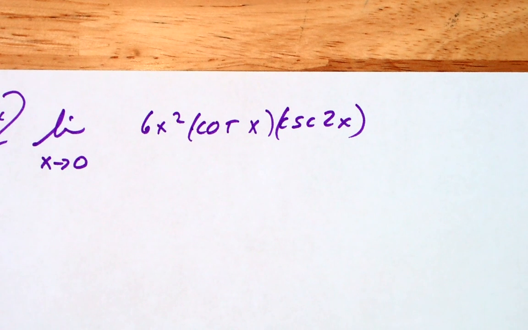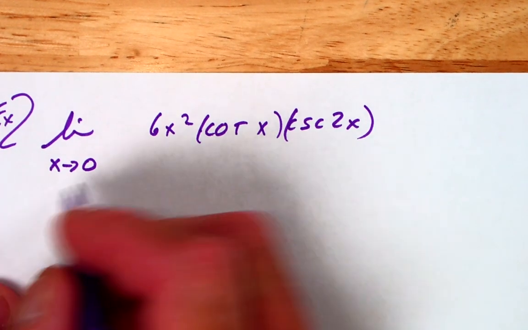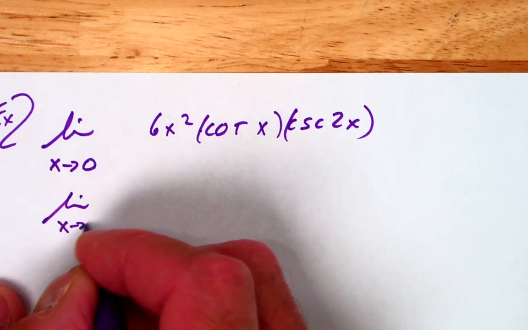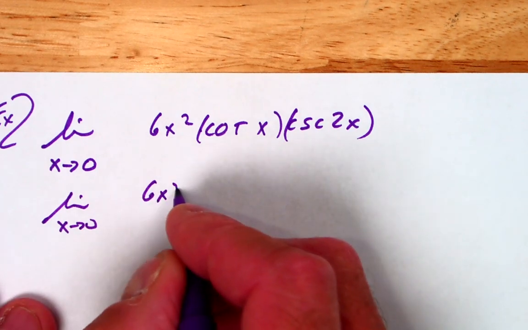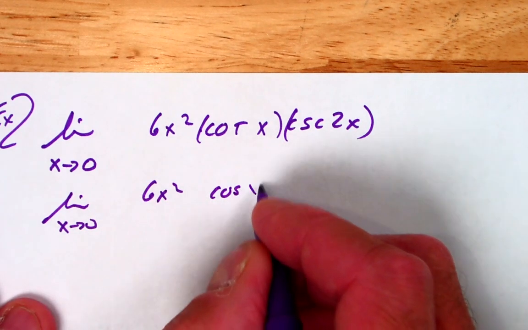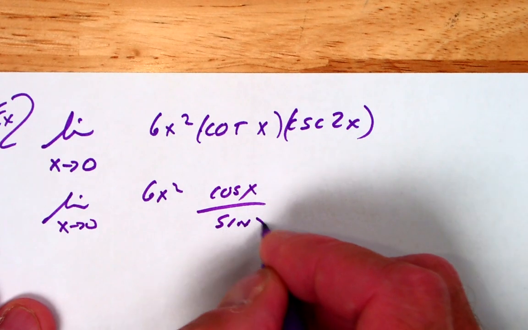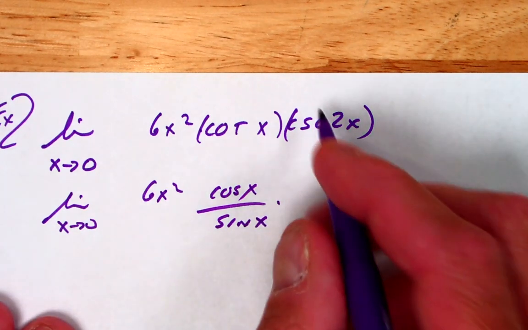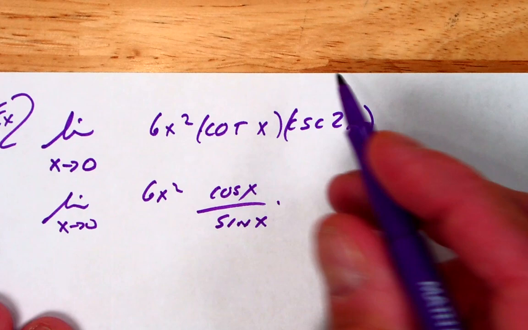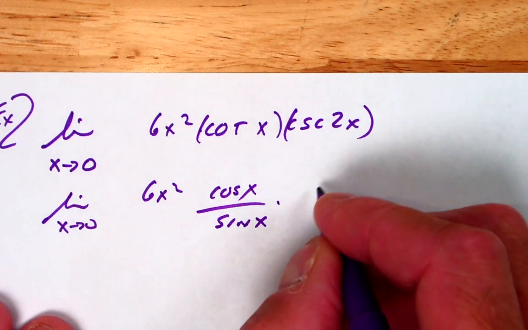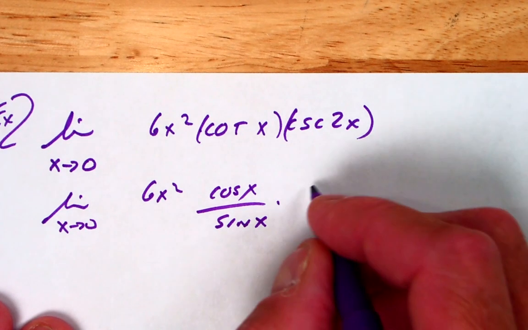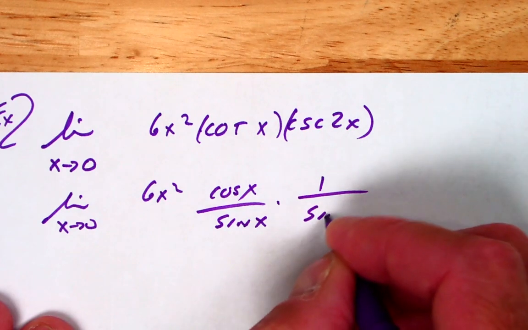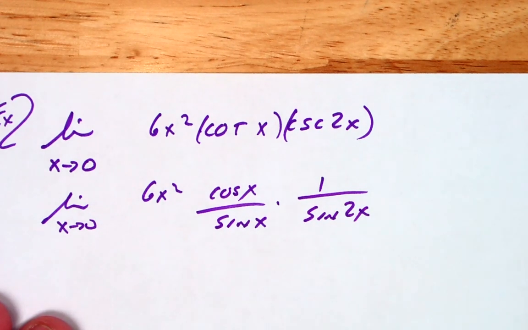Obviously. Okay? So, limit as x approaches 0, 6x squared cosine of x over sine x times cosecant, which is 1 over sine. So then I've got 1 over sine of 2x.